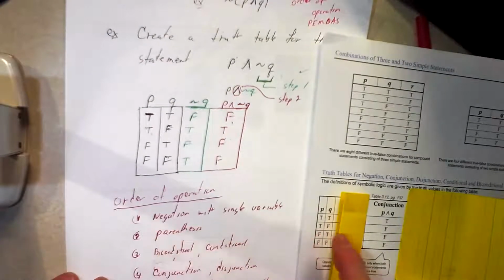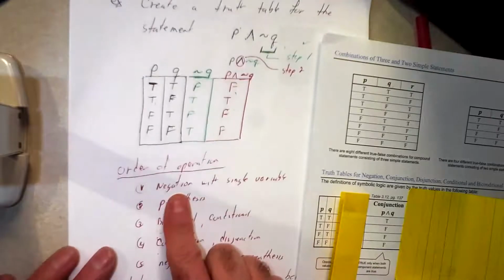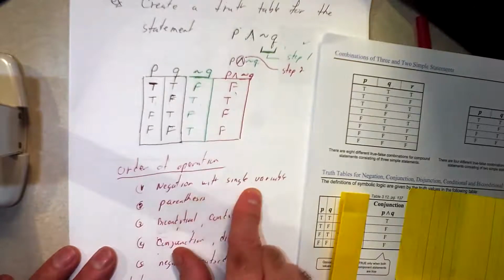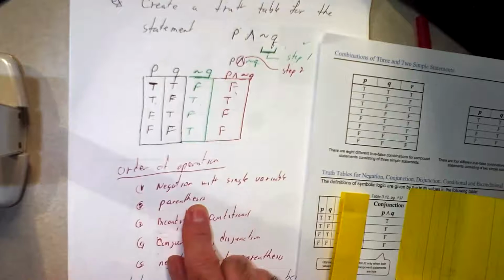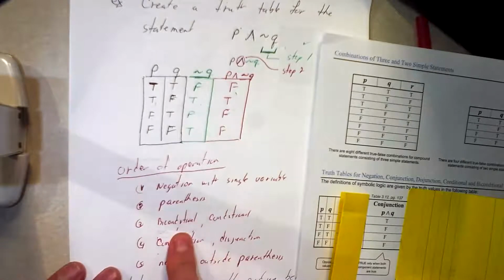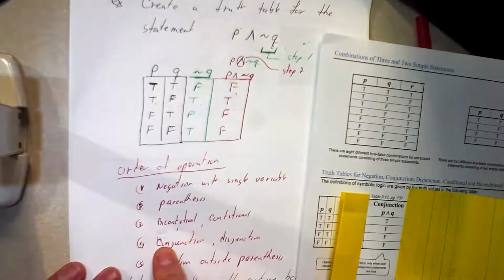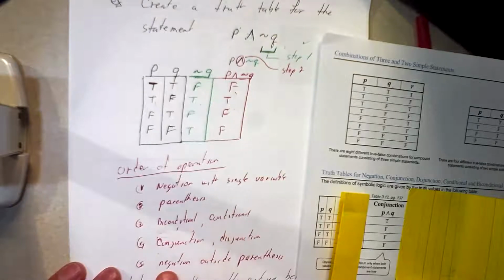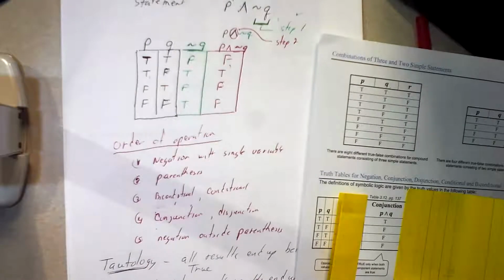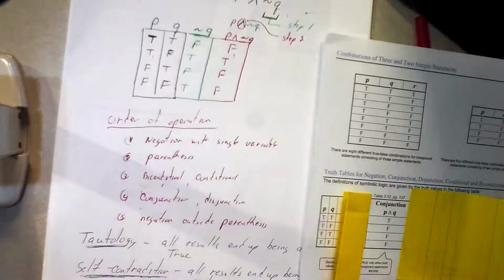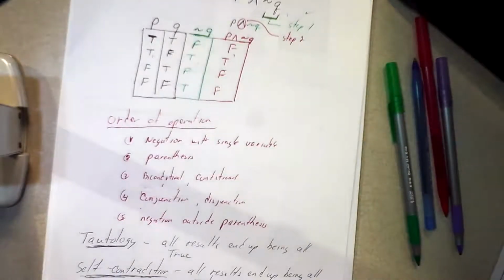So it goes like this. You want to do the negation with single variables first. Okay, that's what you do first. You do the parentheses. You got to do what's inside the parentheses. Then you do the biconditional, then the conditional, left to right, conjunction, disjunction, and then you perform any negations outside of the parentheses. And so that's the order of operations for truth tables. And don't worry, you'll get it. Once we do a whole bunch of examples, you'll start to get it.